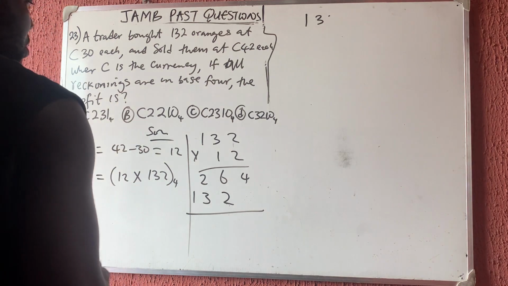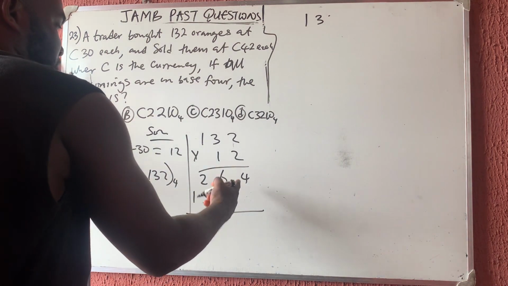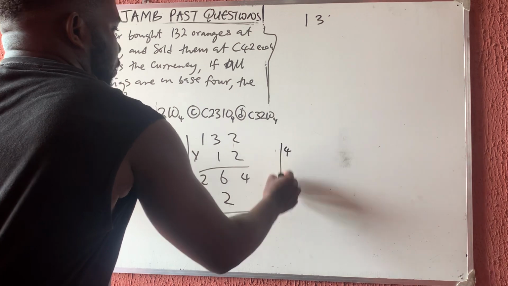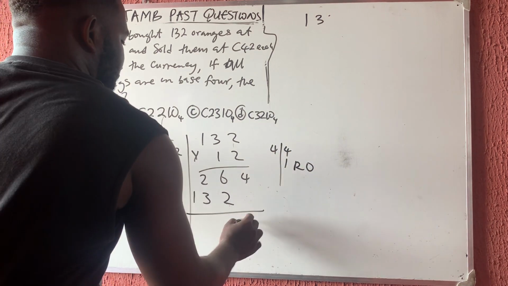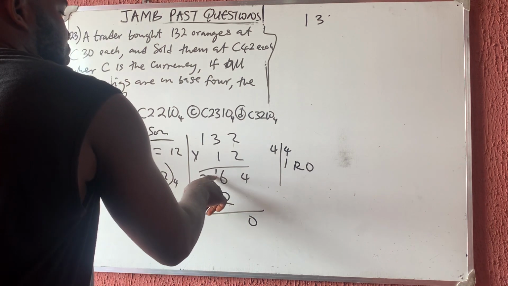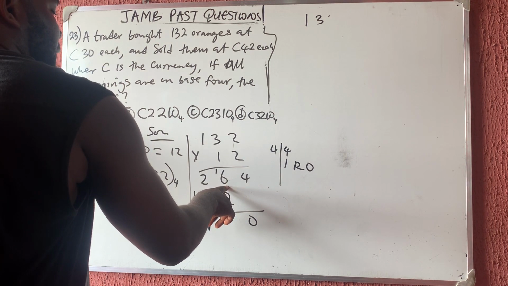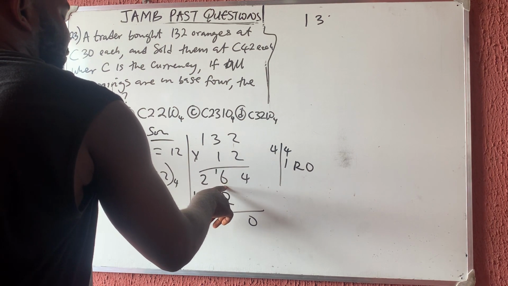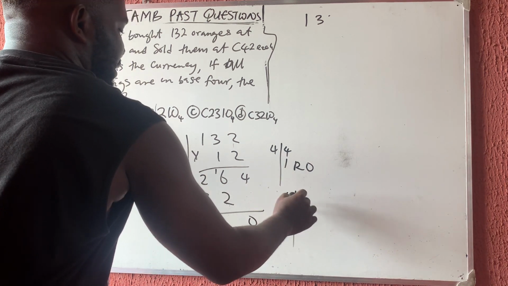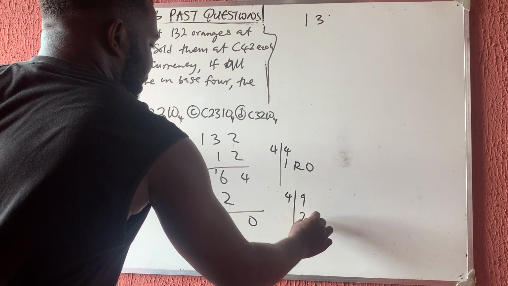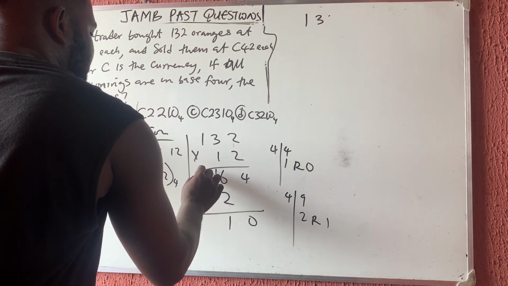Are we supposed to have 4? Okay, let's try to convert it. Instead of writing 4, 4 divided by 4 is 1 remainder 0. So I write the remainder and carry the 1 here. 1 plus this is 7. 7 plus this is 9. So 9 divided by 4 will give me 2 remainder 1. So I have 1, carry the 2.